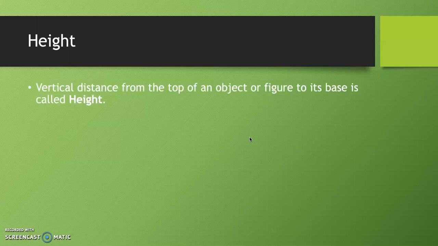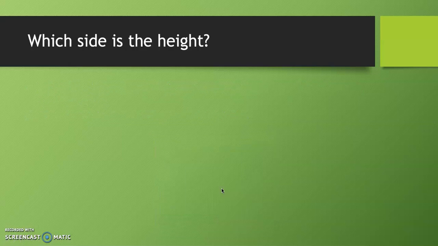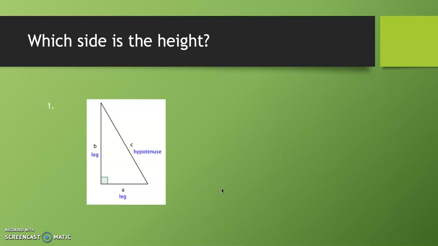The height is the vertical distance from the top of an object to the base of the object. It must form a 90-degree angle with the base. So the height of this tree vertically, now trees would be a 90-degree angle with the ground, and the height of this plant is 20 inches. Let's see if you can identify the height of these shapes. What is the height?